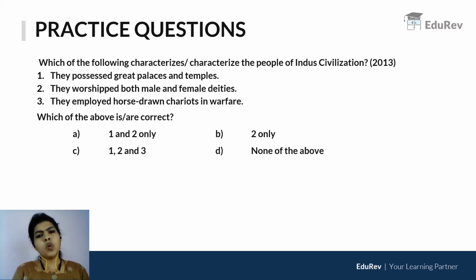They worshipped both male and female deities. That is, of course, correct. They employed horse-drawn chariots in warfare. Remember, warfare is not the main profession with regard to the Indus Valley civilization. Neither is it a horse-centric civilization. So the third statement is also wrong, which means statement number 2 alone is correct.